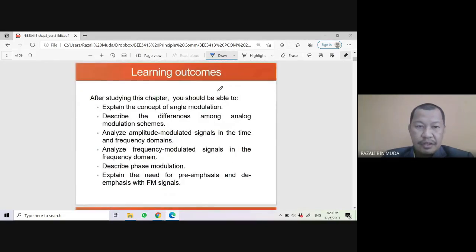Learning outcomes. After studying this chapter, the student should be able to explain the concept of angle modulation, describe the differences among analog modulation schemes, analyze amplitude modulated signals in time domain and also frequency domain. Analyze frequency modulated signals in frequency domain. Describe phase modulation. Explain the need of pre-emphasis and de-emphasis of frequency modulated signal.